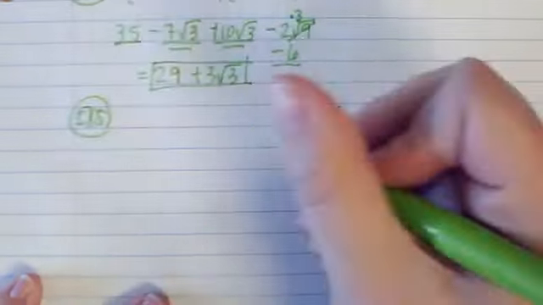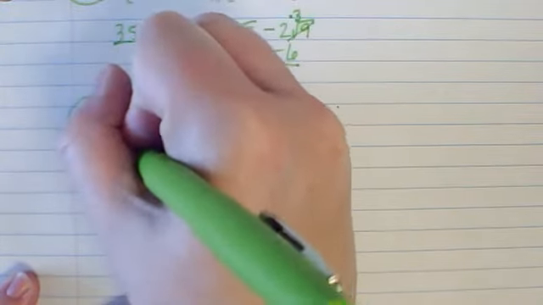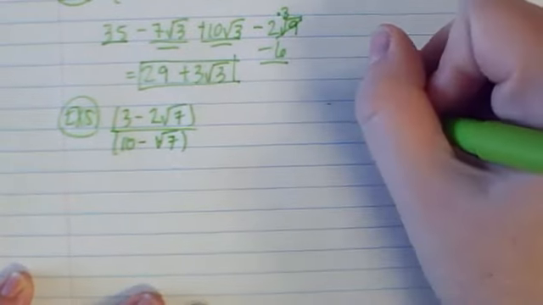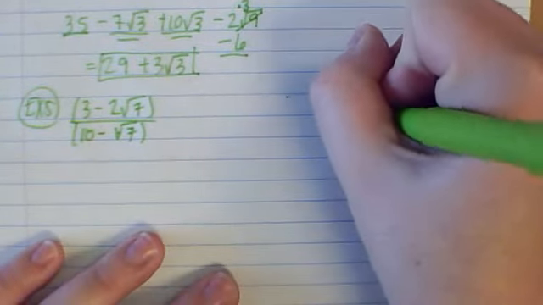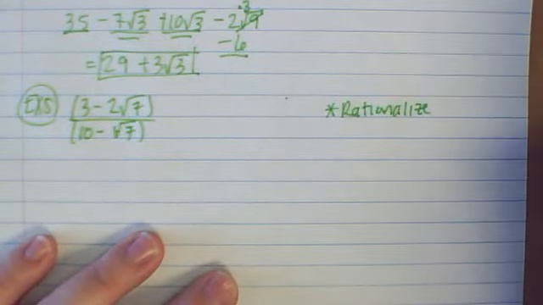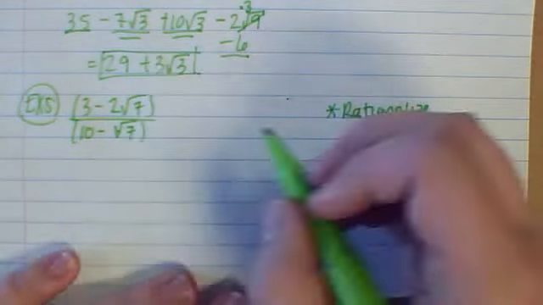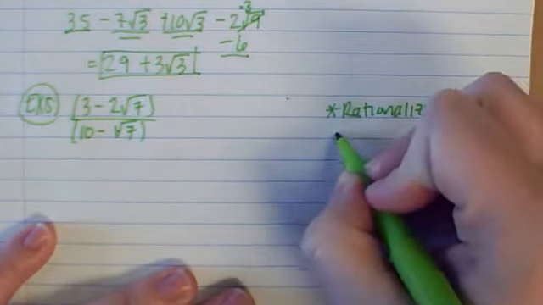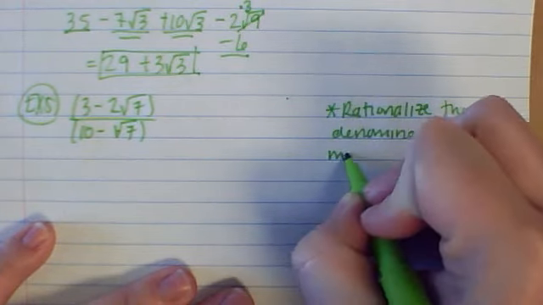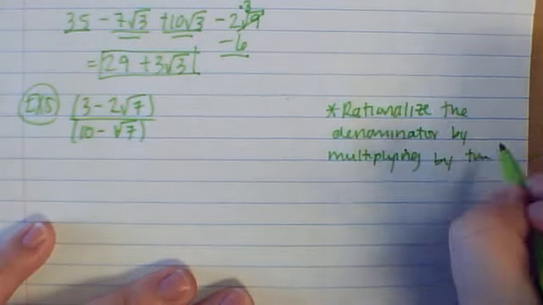Alright, last one. I have 3 minus 2 square root of 10 divided by 10 minus square root of 7. So you're going to rationalize, which we talked about on Tuesday, which means we want to get rid of the square root on the bottom. So in this case, because it's a binomial, we have to rationalize the denominator by multiplying by the conjugate.